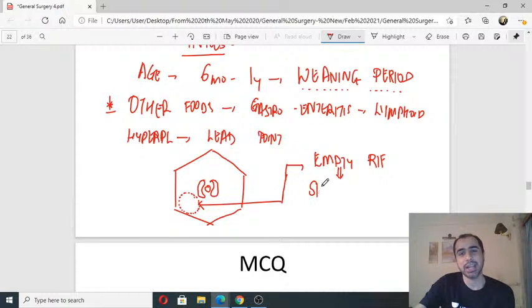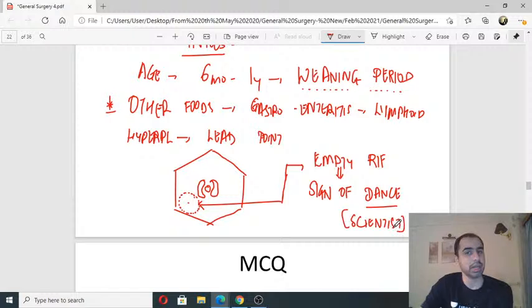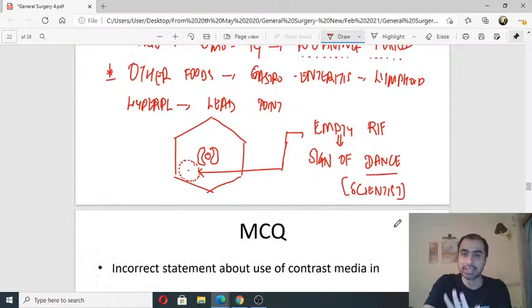It's called sign of Dance. But please understand, sign of Dance. The word Dance does not mean any dancing. Dance is the name of the scientist who discovered it. Please understand, Dance is the name of the person. It's not a dancing maneuver or anything. There is no dance happening. The person who invented it, his name was Dance. So it is called sign of Dance, which is why I didn't want you to call it dancing sign. It's not dancing, it's sign of Dance.